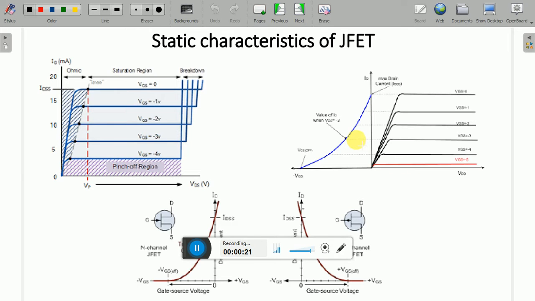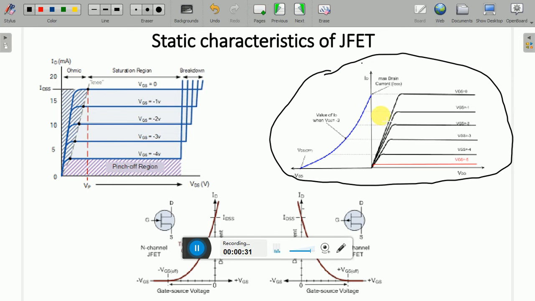You see here, this one is a combined curve. From here you see this curve, this is the pinch off VGS off value, and this value is the maximum value when VGS is equal to 0. We get the maximum value. So, from this curve, when VGS is equal to 0, this is the current IDSS. It is the same value IDSS that we are getting from this curve.